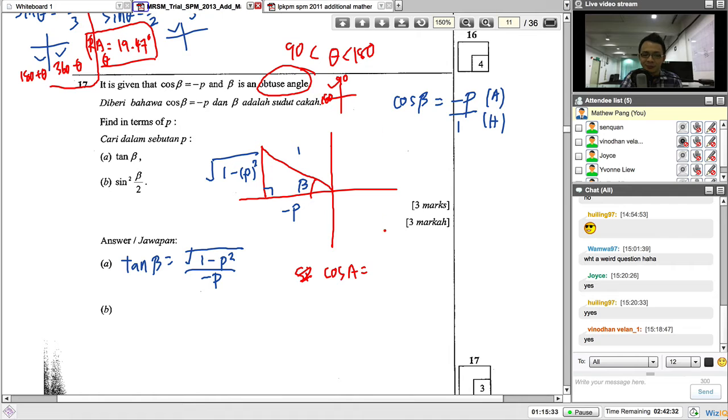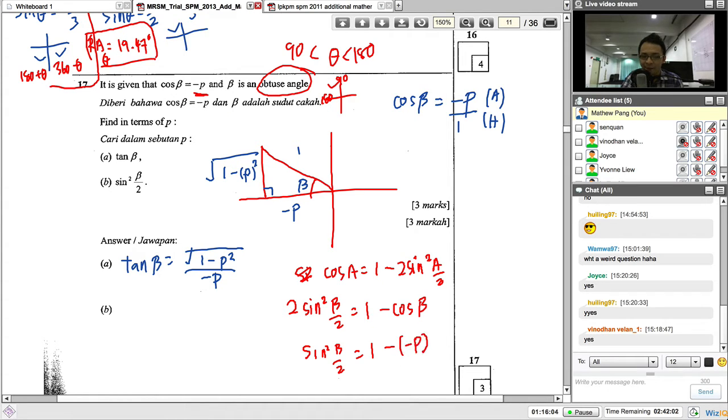1 minus 2 sine square A over 2. Alright, so I change this one to beta. So what I will do is I move this one to that side. So 2 sine square beta over 2 equals to 1 minus cos beta. So sine square beta over 2 equals to 1 minus, what is cos beta? Cos beta is negative p. Negative p over 2. So therefore the final answer will be 1 plus p over 2.